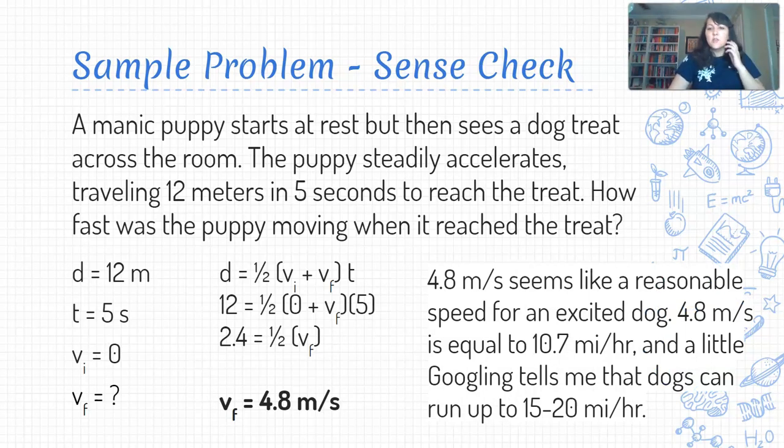All right, now if I do a little bit of unit conversion here, I can determine that 4.8 meters per second is about equal to 10.7 miles per hour. And if I just Google top speed of a dog, it says 15 to 20 miles per hour, even faster for some other dogs as well. So this seems like a reasonable number for me to have gotten. So I feel good about all of that.